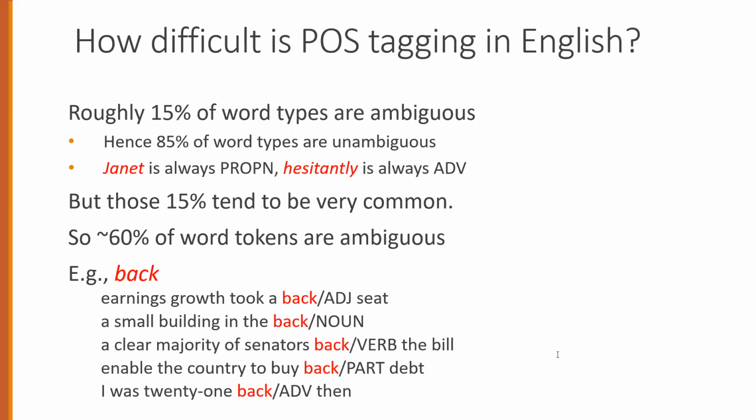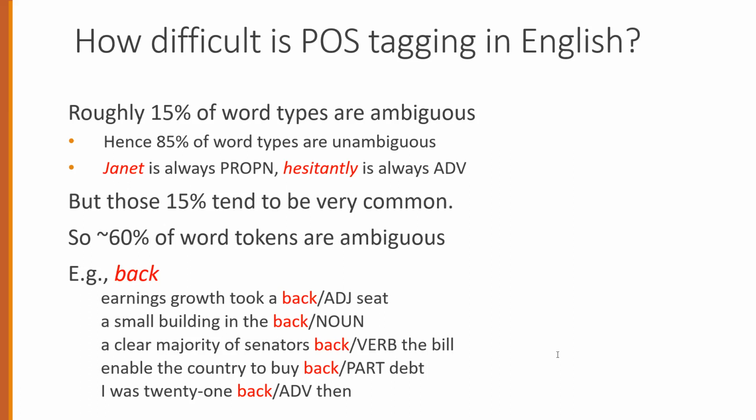Now, how hard is POS tagging? In English, only 15% of word types are ambiguous. So 85% of words don't need any disambiguation. For example, Janet is always a proper noun. Hesitantly is always an adverb.